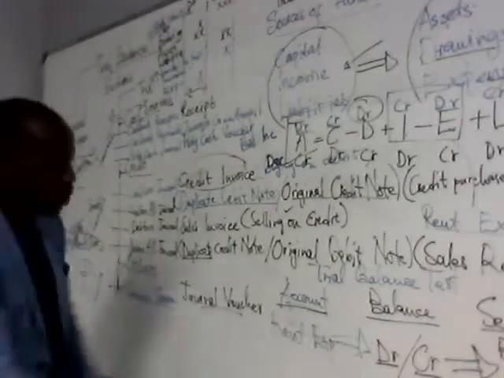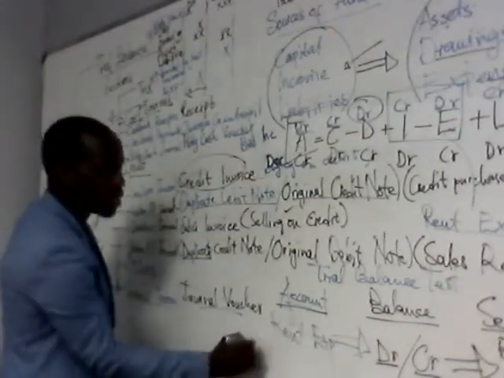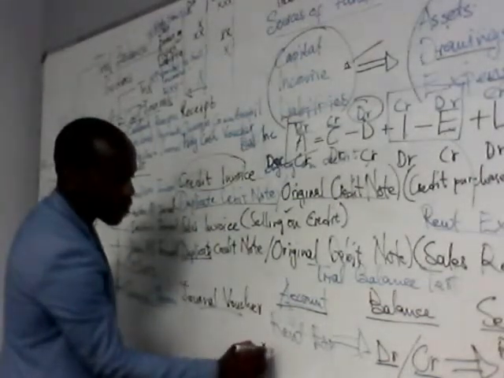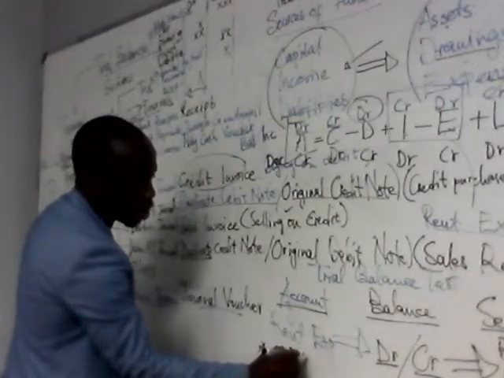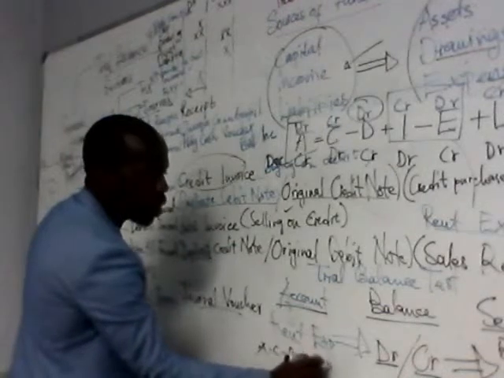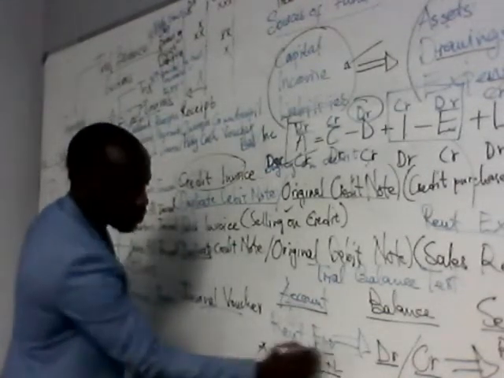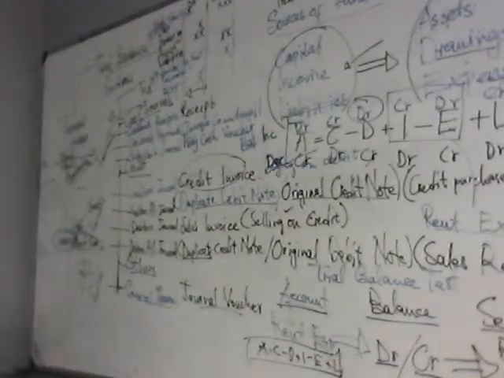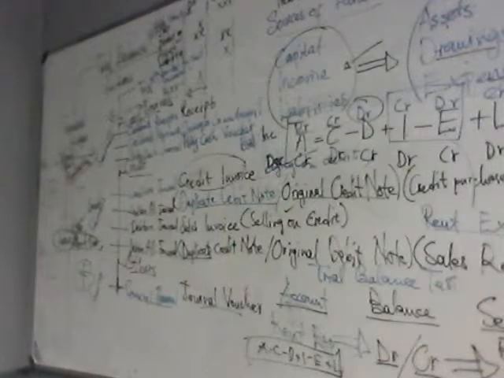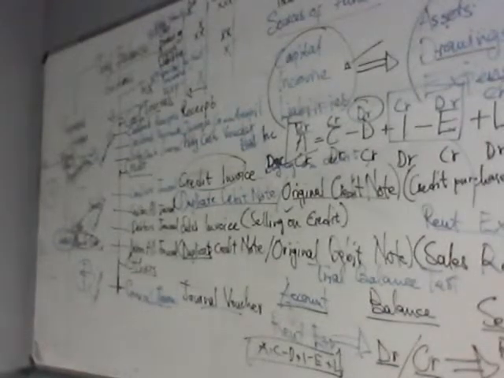It's the account. The account must be one of the elements. Is it an asset? Is it capital? Is it drawings? Is it income? Is it an expense? Or is it a liability? You've got a 1 in 6 chance of being right once you are making this decision.